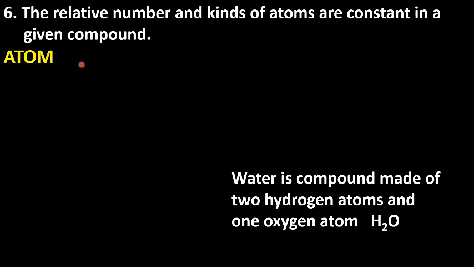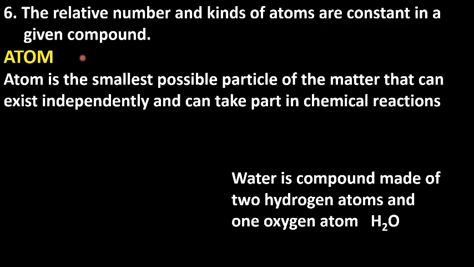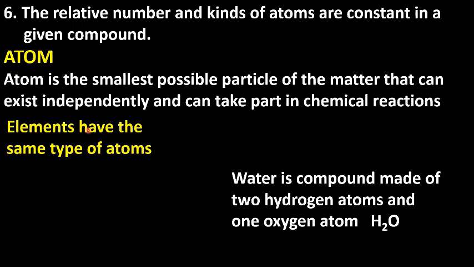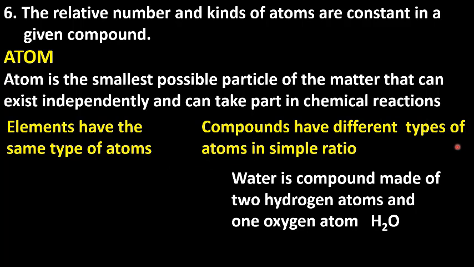Now let us see what an atom is. See, the atom is the smallest possible particle which cannot be divided into further simpler particles. So the atom is the smallest possible particle of matter that can exist independently and can take part in chemical reactions. Elements have the same type of atoms. Compounds have different types of atoms in a simple ratio.